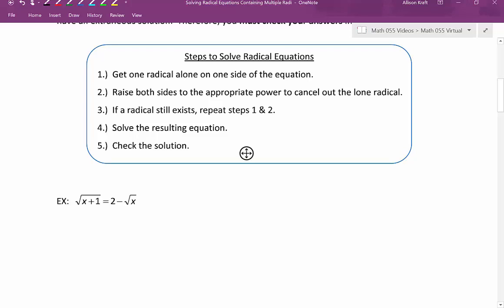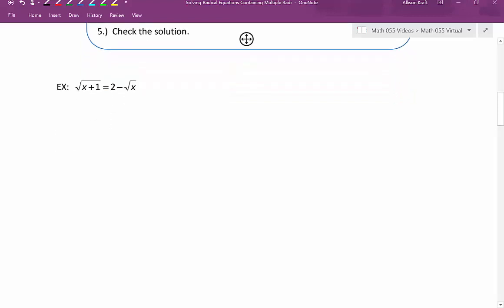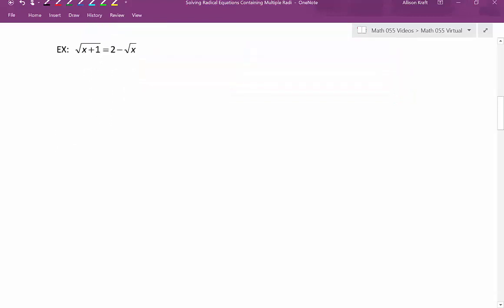You need to get whatever radical is left all by itself on one side of the equation, raise both sides to the appropriate power to cancel it out. Once you've eliminated all of the radicals, then you solve the resulting equation and check your solution if you've raised both sides to an even power, which is going to be the case every time with these types of equations for us. When there's multiple radicals, we're only going to be doing square roots.